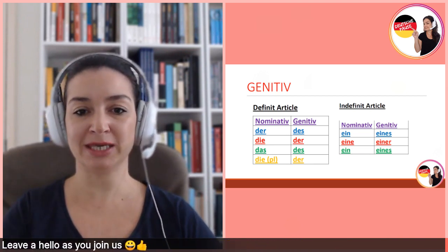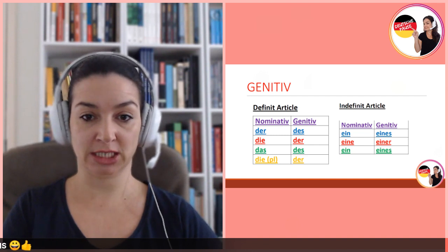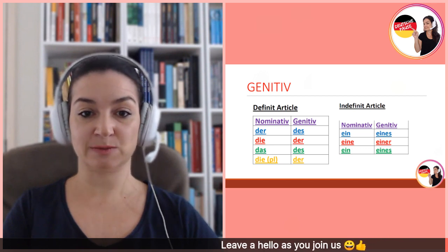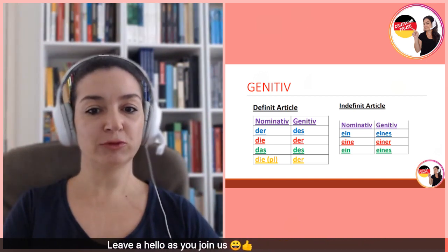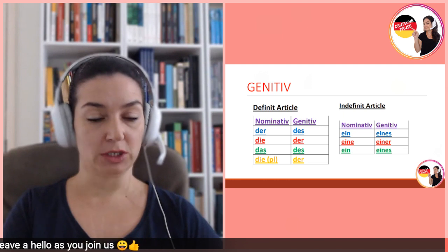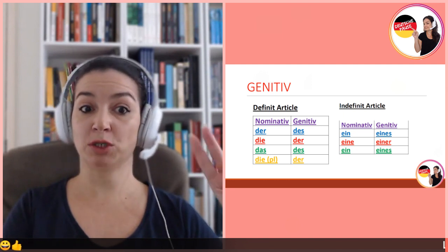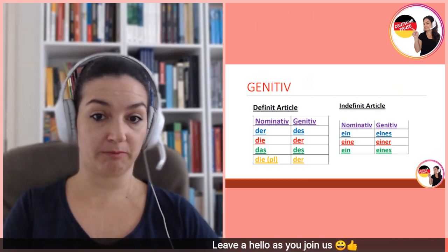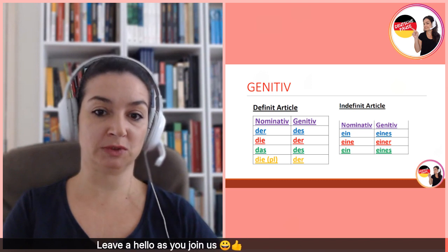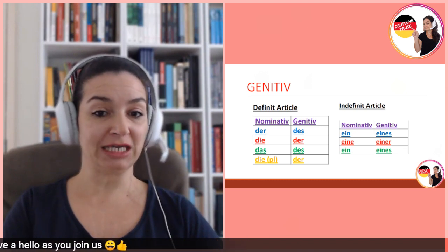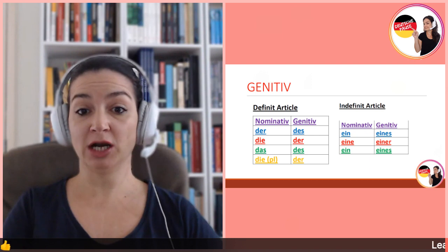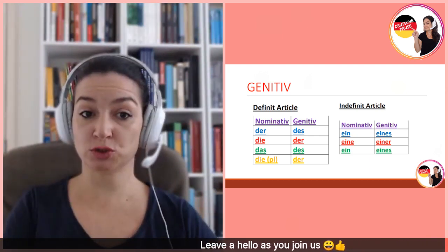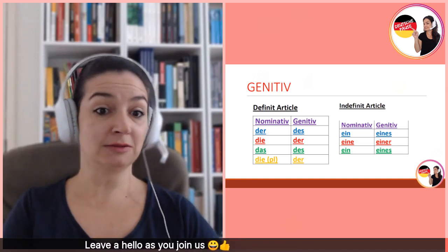The first, der, is masculine, die is feminine, das is neuter, and this last die is the plural. So der becomes des in genitive. Die becomes der in genitive, das becomes des, and die plural becomes der. So as you can see, basically you have to remember two words, des and der. Masculine and neuter become des. Both the feminine and the plural are going to become der. So quite easy, right? We only have to remember two things here, des and der.